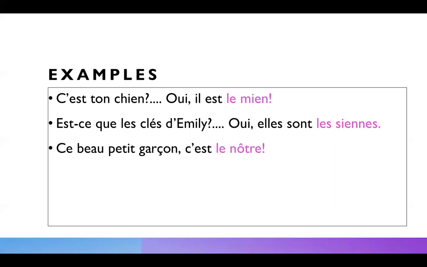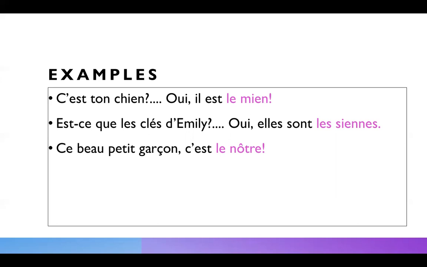So for the second one, est-ce que les clés d'Amélie? Oui, elles sont les siennes. So we're referring to les clés. And as we know, keys, or just key, la clé, is feminine. And because it's plural, les clés, we have to say les siennes.